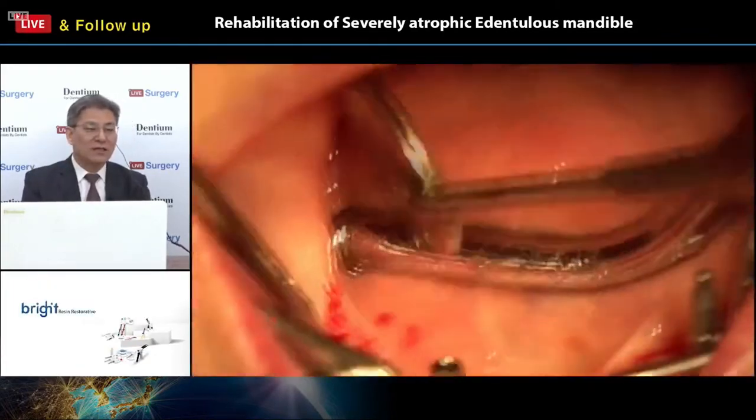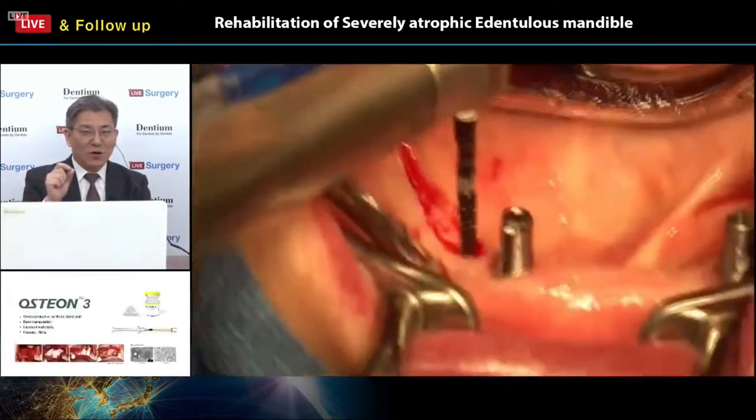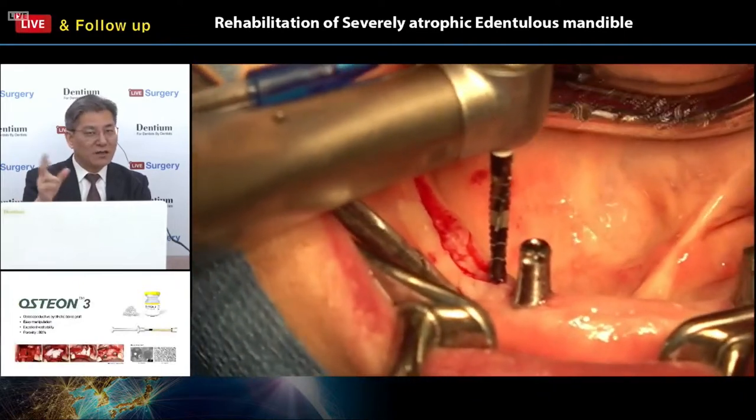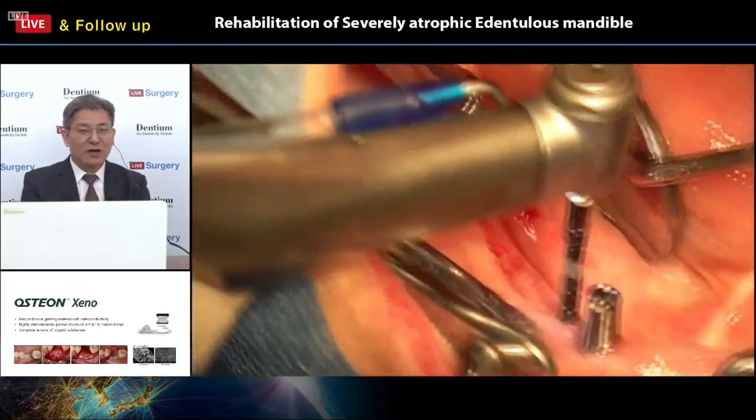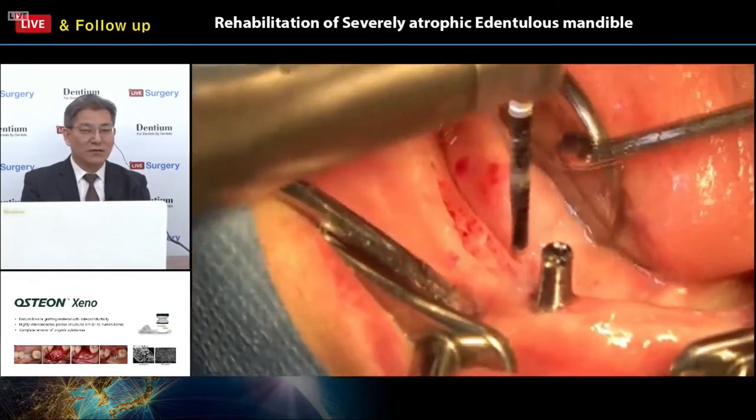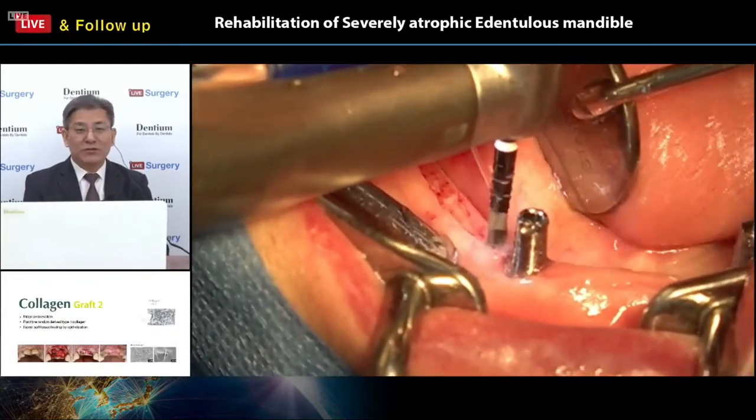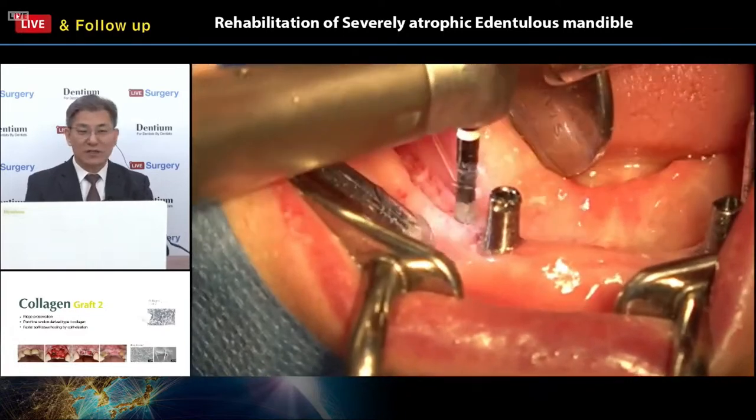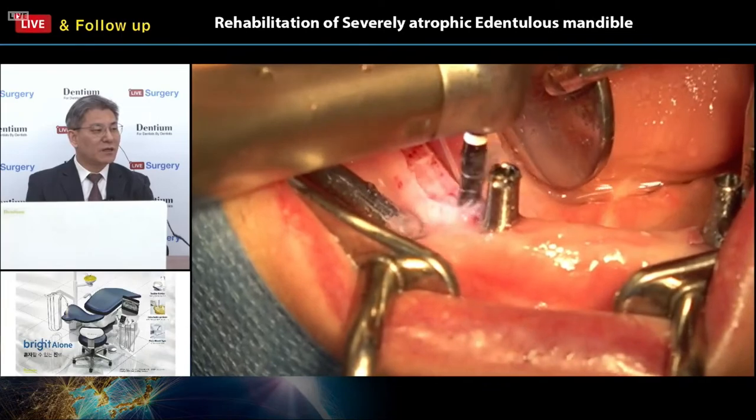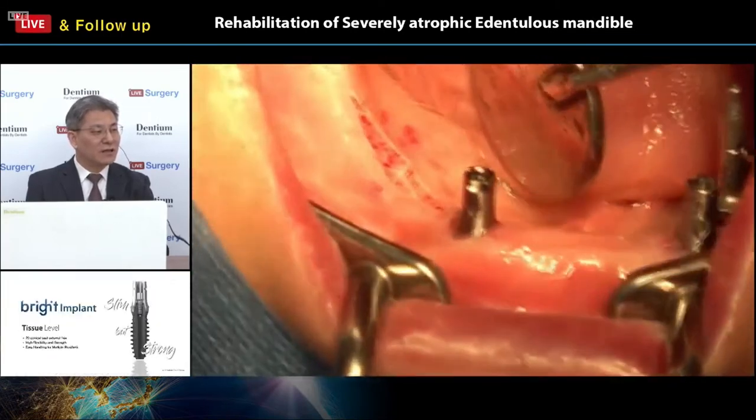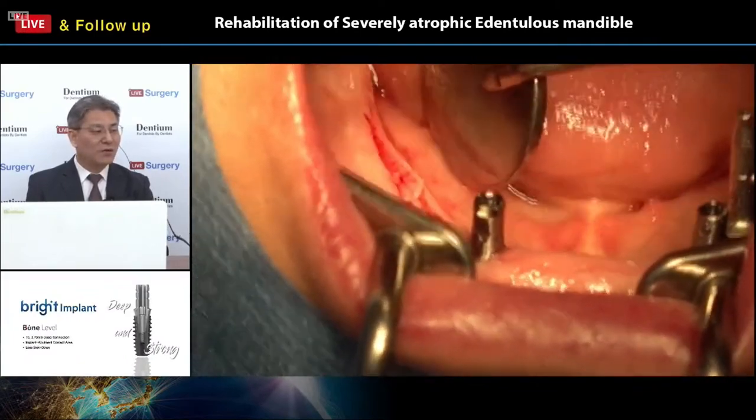So at this time, someone uses a small round bur with high speed. Another dentist likes this fissure bur. It depends on the situation, depends on the style. I prefer to use a round bur instead of this fissure bur, right? And the Lindemann drill up to 11 millimeters, because of enough vertical bone volume.